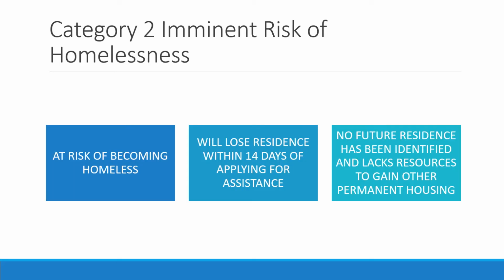People who fall under Category 2 are those who are at risk of becoming homeless. So if someone knows that they are going to lose their residence 14 days after applying for assistance, they would fall into this category. Additionally, the client doesn't have another place to live after those 14 days and doesn't have support to obtain other housing. This is someone that does not have a relative they can stay with long-term or a friend. So these are people who are currently in housing, but will lose that housing in 14 days and most likely enter into homelessness.